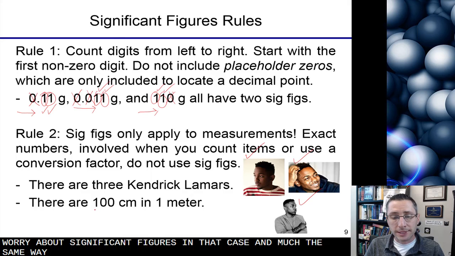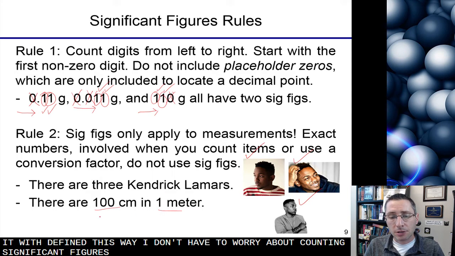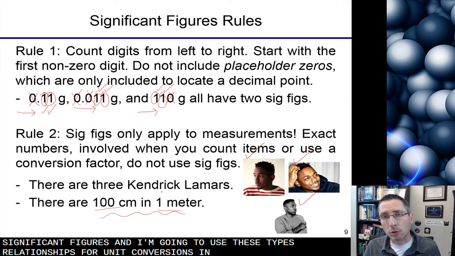In much the same way, there's exactly 100 centimeters in 1 meter. It was defined this way. I don't have to worry about counting significant figures, and I'm going to use these types of relationships for unit conversions, and that's what we're moving towards.